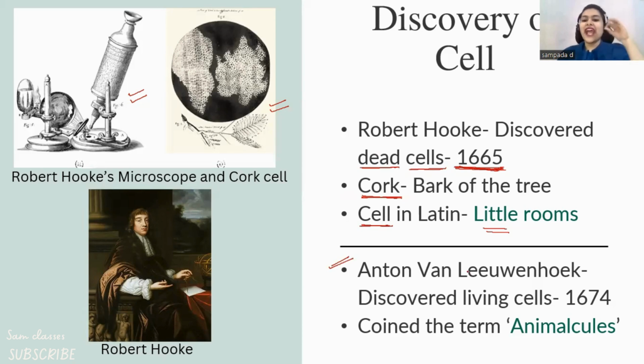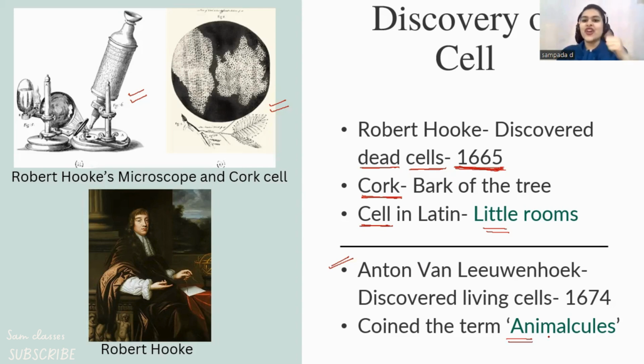Anton von Leeuwenhoek discovered living cells in 1674. He went to the nearby pond, took some water, and observed it under the microscope. There were so many things wiggling, moving around. So he understood that these are living cells, and he coined the term animalcules. So that is the discovery of living cells and dead cells.